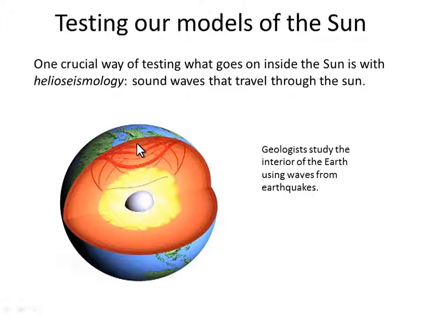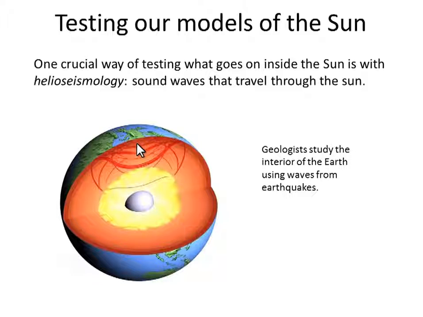All these different waves traveling through are sampling different parts of the Earth. And so if we have a seismograph somewhere far away from the earthquake, we can detect these waves, and based on how long they take to travel through the Earth and how far through the Earth they've gone, we can determine what the interior of the Earth is like.